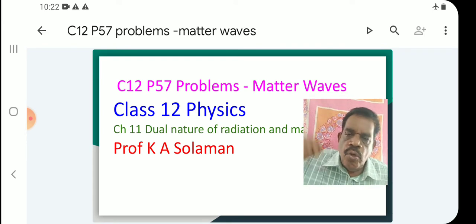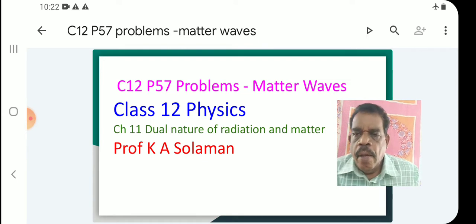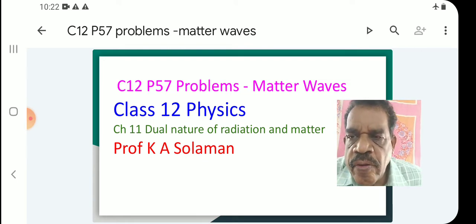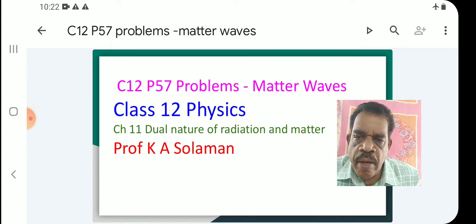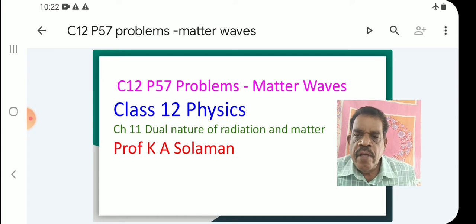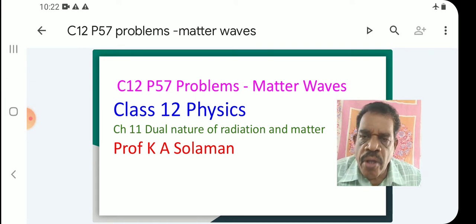Dual nature of radiation and matter, and today the topic is problems from matter waves. More questions from matter waves. In the last class we have seen matter waves and the de Broglie equation, its various forms, and today we will do some of the problems from matter waves, or problems using the de Broglie equation.